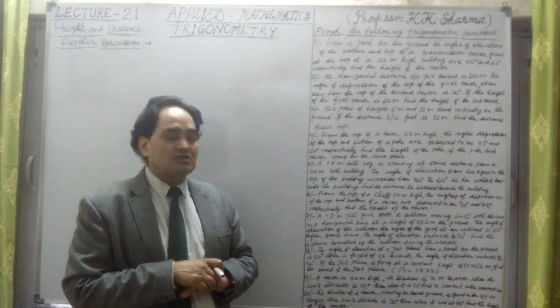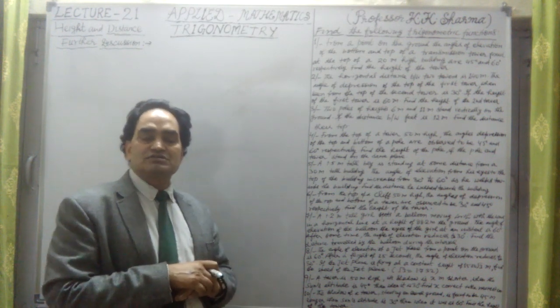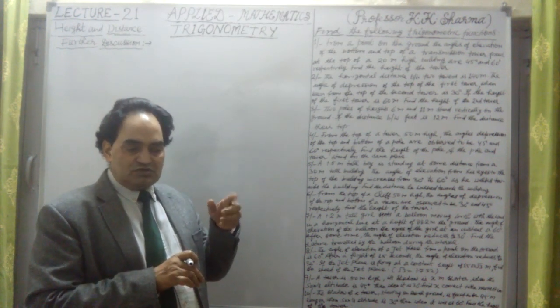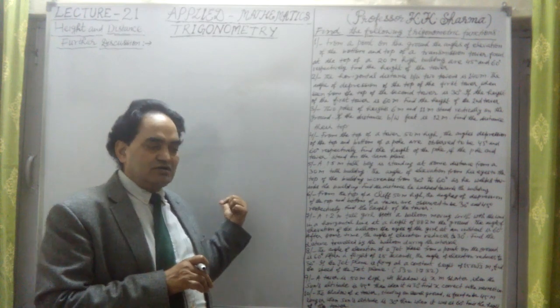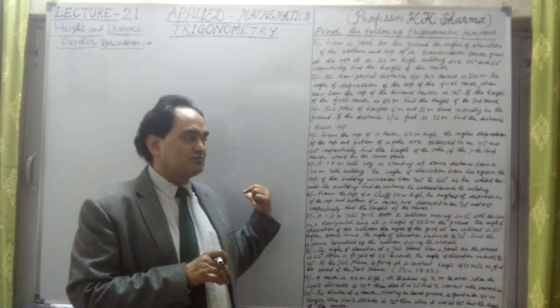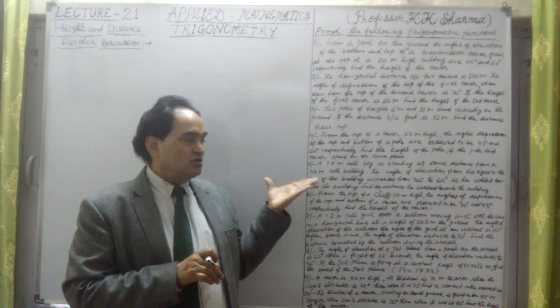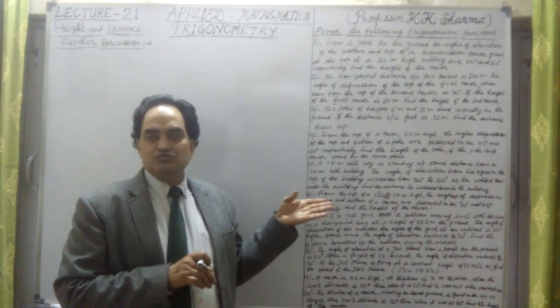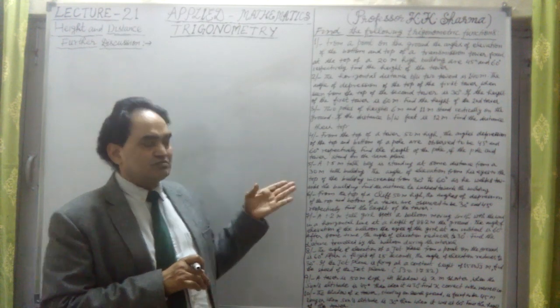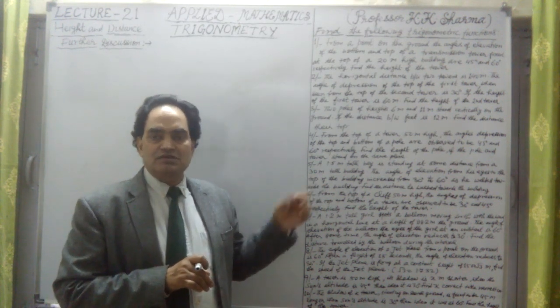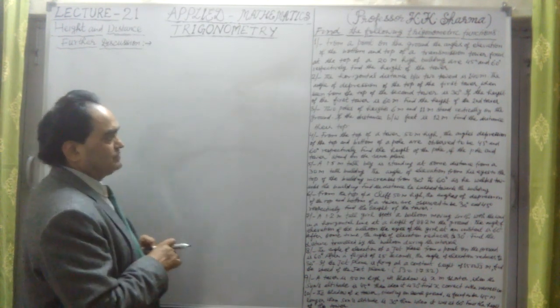Whatever height of the tower is required, or the distance of the foot of the tower from the eye of the vision or point of the vision. From the point of the vision, the distance of the foot of the tower, foot of the minar, foot of the wall is to be calculated, then we can calculate that. So that is the point of vision, point of sight.